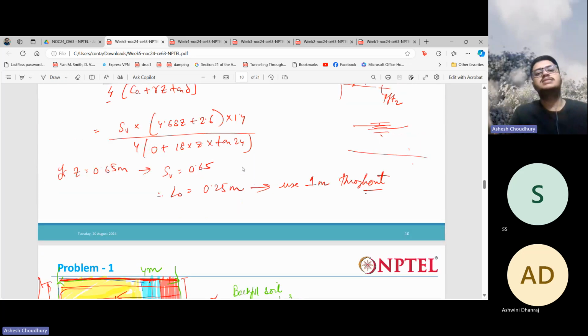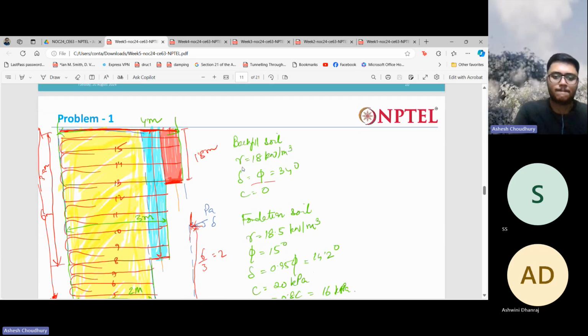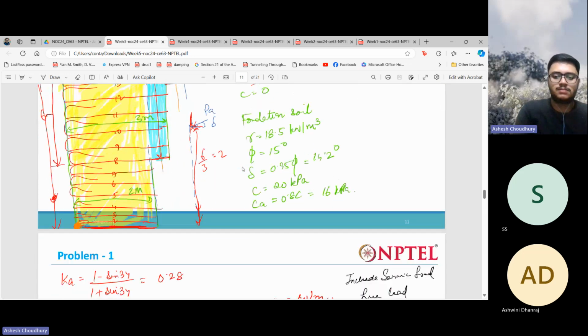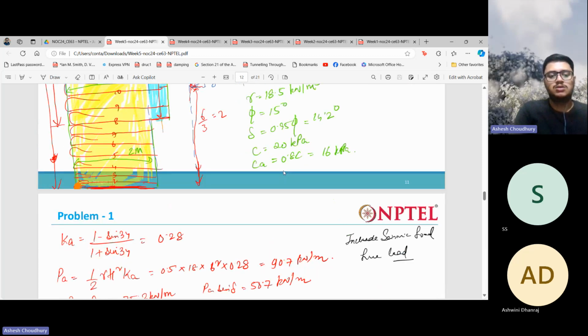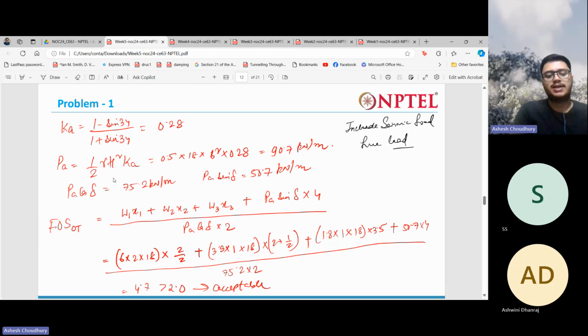Now after the internal stability, you need to check for the external stability. External stability means the sliding, overturning and the bearing capacity. Okay, so these are the properties of the backfill soil, these are the properties of the foundation soil. Similarly we find out the KAP, then the factor of safety against overturning.